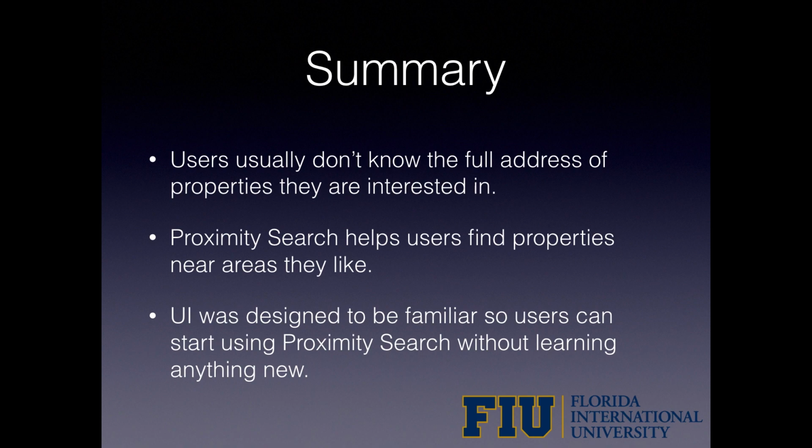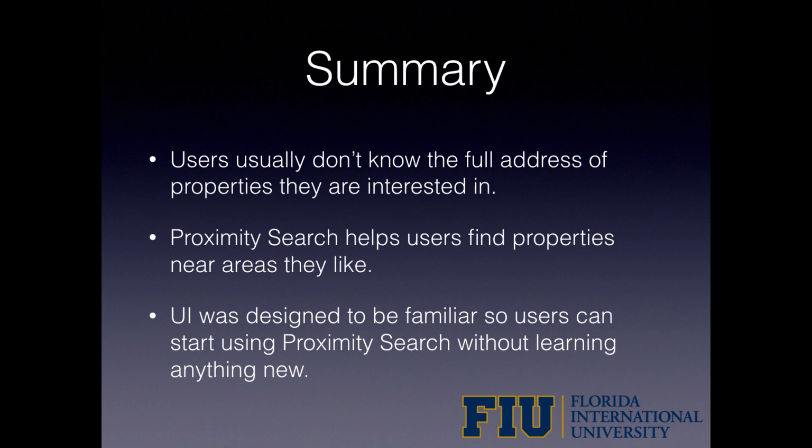So in summary, users usually don't know the full address of a property they're interested in, and we don't expect them to. We want the search to be as flexible as possible to reach a wide variety of users with a wide variety of backgrounds. Proximity search helps users find properties near places they like.